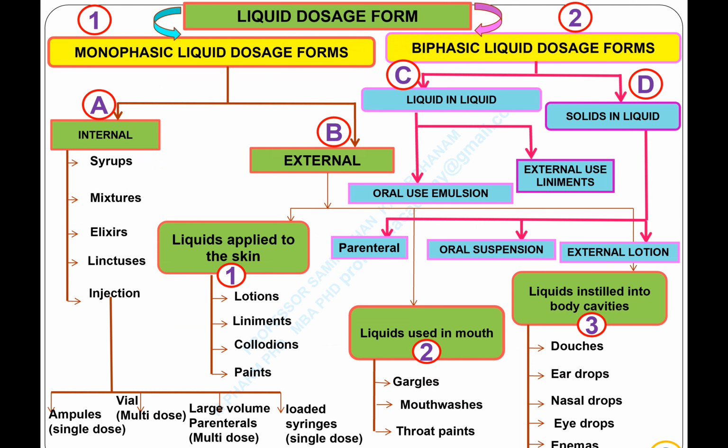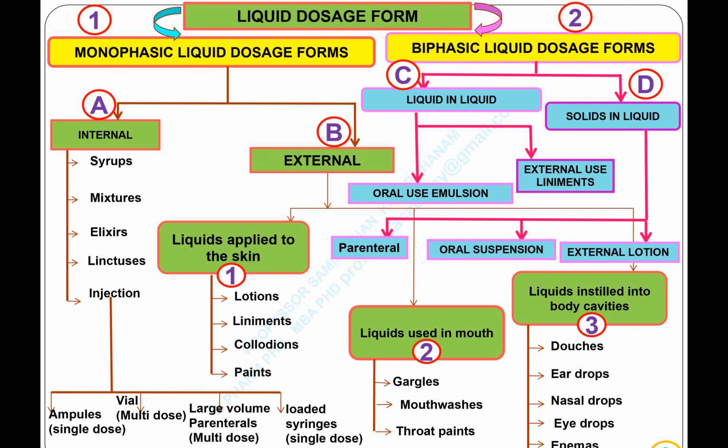Monophasic liquid dosage forms may be divided into A. External and B. Internal use dosage forms. Internal monophasic liquid dosage forms are further divided into syrups, mixtures, elixirs, linctuses, injections. Injections are further classified into single-dose injections and multi-dose injections. In single-dose injection, examples are ampoules and loaded syringes. In multi-dose injection, examples are vial and large volume parenterals.